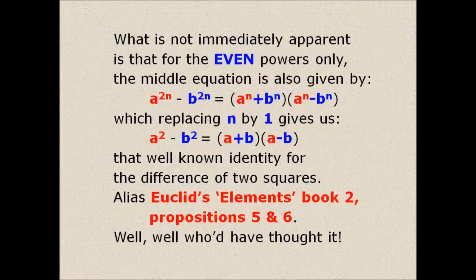What is not immediately apparent is that for the even powers only, the middle equation is also given by a to the power 2n minus b to the power 2n equals a to the n plus b to the n times a to the n minus b to the n, which replacing n by 1 gives us a squared minus b squared equals a plus b times a minus b, that well-known identity for the difference of two squares, alias Euclid's Elements Book 2, propositions 5 and 6. Well, who'd have thought it?